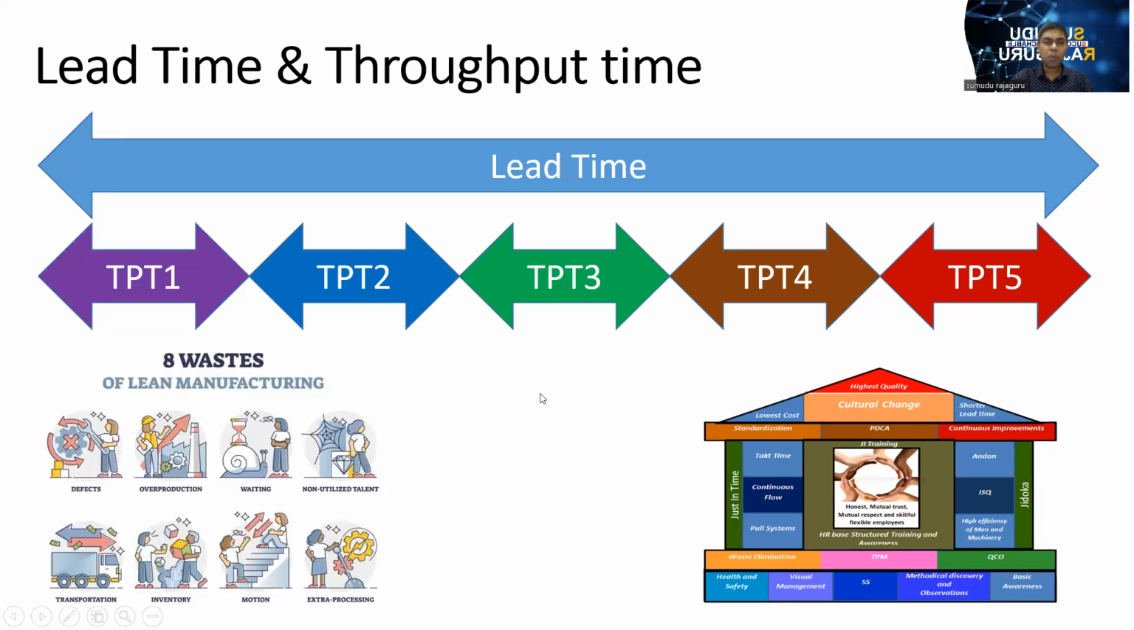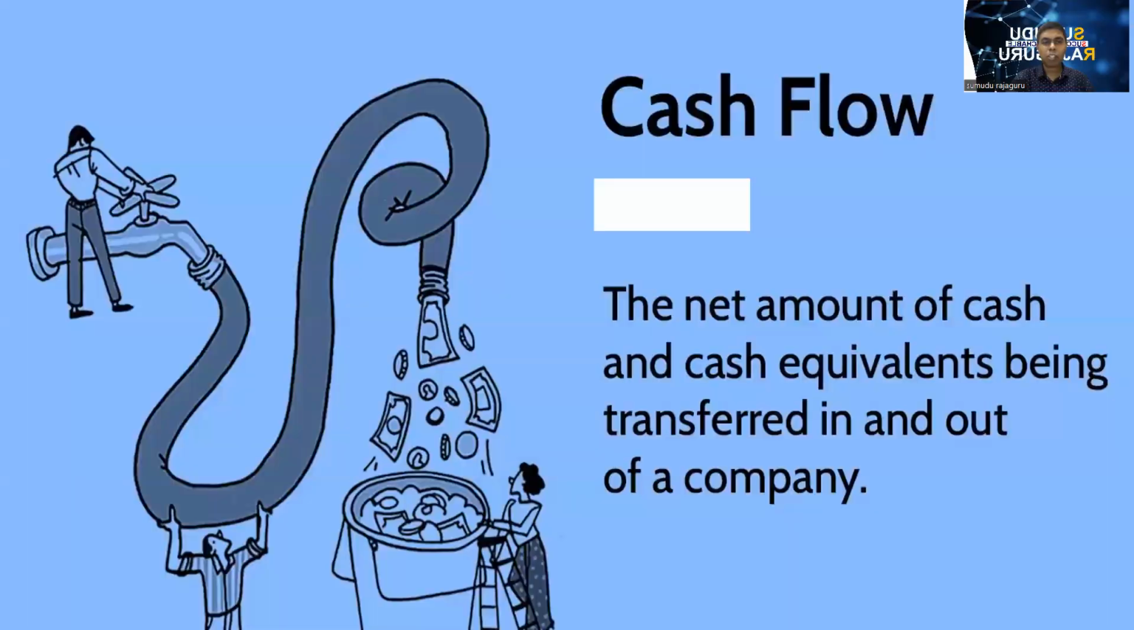By reducing lead time, what we are expecting is to smooth the cash flow. I think you know cash flow. Cash flow means cash out and cash in. It has to be rotated within a very short time period, then it will benefit the organization's sustainability.